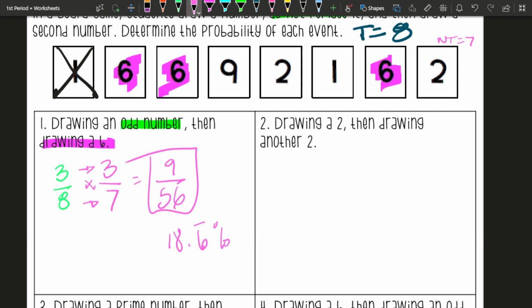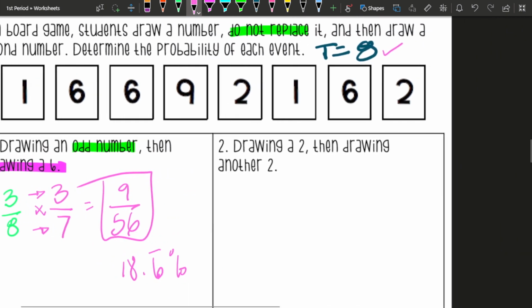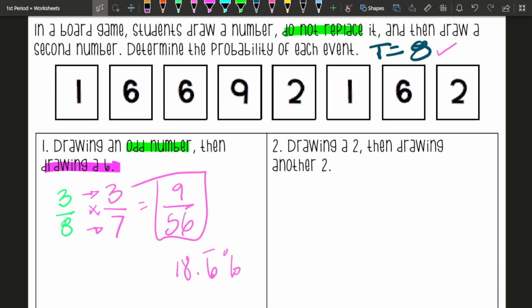I'm going to start with the blank set. My total is still what? 8. Okay? Because this is the second question. Okay? Number 2. It's a new game, right? Everything's back to the original. We're looking to draw the number 2. How many 2's do I have? 2 out of 8. Can we simplify that? Yeah. Which is going to be what? 1/4. Very good.